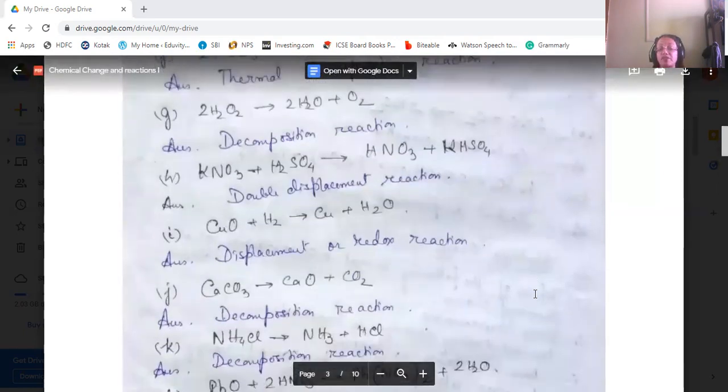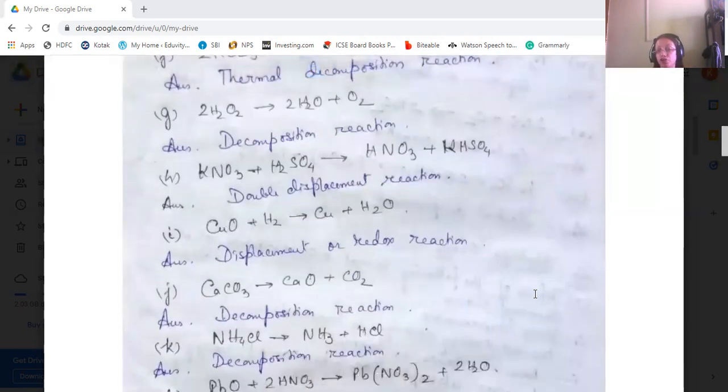Then copper oxide reacts with hydrogen to form copper metal and water. That's a redox reaction or a displacement reaction, you can say. Hydrogen displaces copper from copper oxide, as hydrogen lies above copper in the metal activity series.